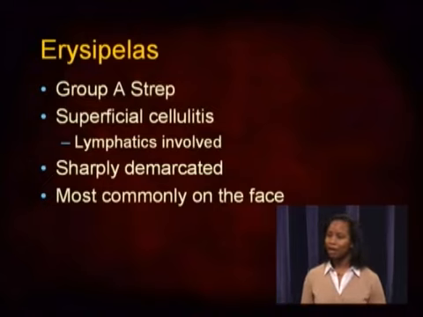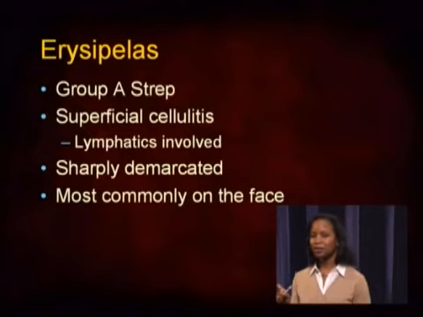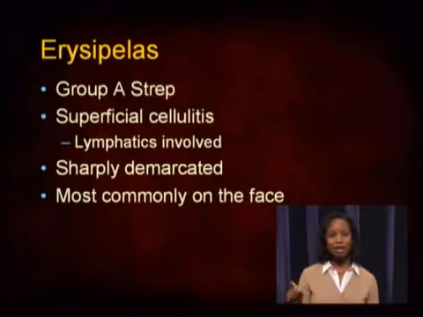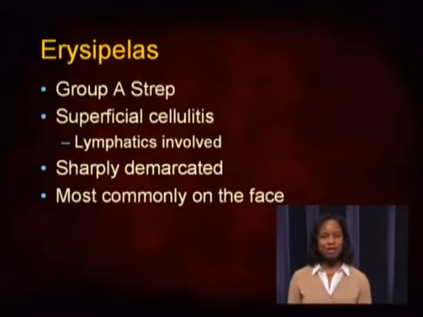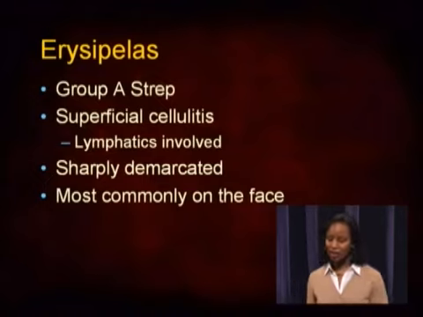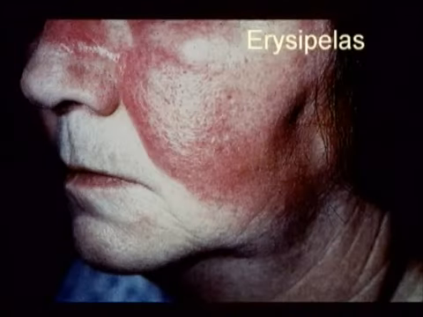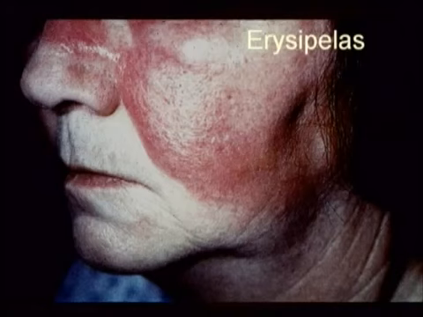Erysipelas is caused by group A strep, and this is a superficial cellulitis that particularly involves the lymphatics. So patients experience a lot of edema, as you would expect with lymphatic involvement, and it typically is sharply demarcated, and the face is a common area to see it. So here's an example of a patient with erysipelas, and you can see it proceeds on to a point, and then it just stops right there. So very sharply demarcated, a lot of edema and erythema here as well.